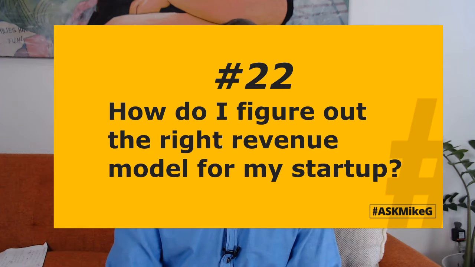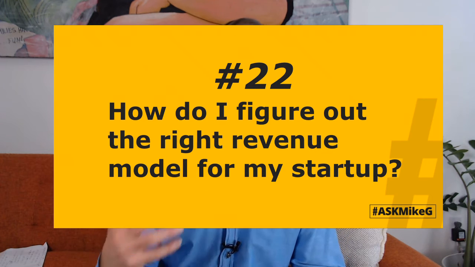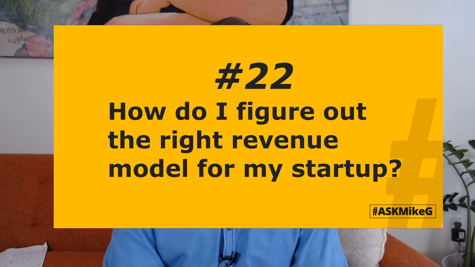We are working on question 22 of the top 29 questions that founders ask and that will keep them up at night. So question 22 is, how do I figure out my revenue model? Well, that is something that's quite important. How do you make money is really what you're talking about.